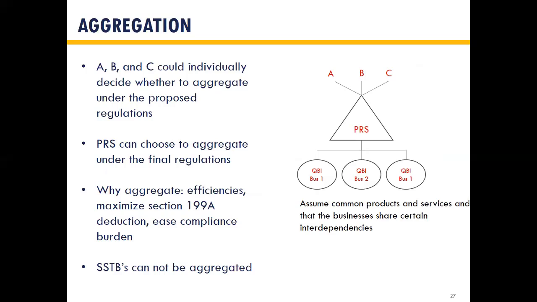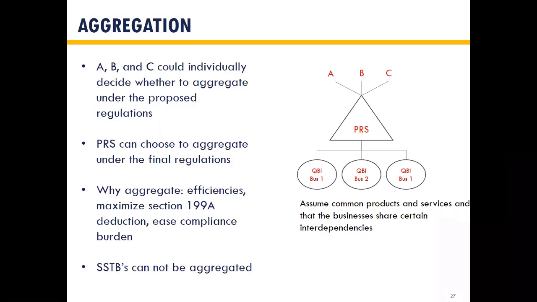If there are three different QBI businesses, and assuming there's enough relatedness between them, PRS, the partnership, could aggregate those businesses together for purposes of 199A and report it as a single aggregated activity to A, B, and C. If the partnership didn't do it, each individual partner could also choose to do it. So if the partnership did it, all of the partners would be bound by that. But if the partnership did not aggregate, in other words, reported each of those QBI businesses as separate trades or businesses, A, B, and C on their own could make a choice to aggregate it.